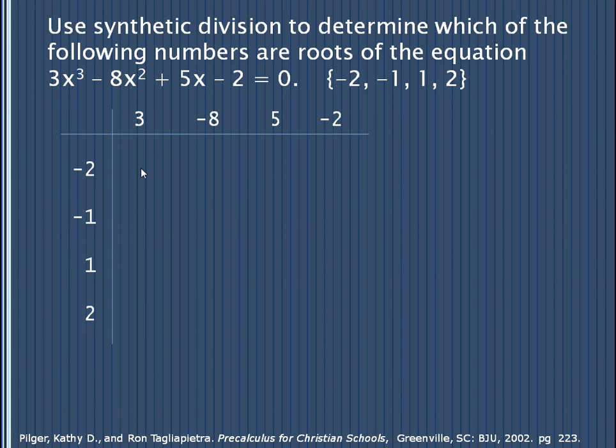So we're going to bring down the 3. We're going to multiply -2 times 3 and add it to -8. Here are the numbers right here. It comes up kind of quickly. We'll talk through it. We bring down the 3. Negative 2 times 3 is negative 6. Negative 6 plus negative 8 is negative 14. Then multiply and add again. Negative 2 times negative 14 is 28. Then add to 5, you get 33. Now we're going to multiply and add again. Negative 2 times 33 is negative 66, and add negative 2 to that, you get negative 68. So that was synthetic division.